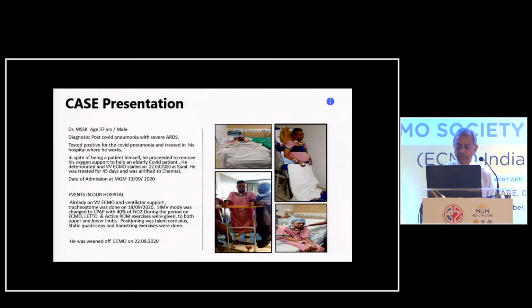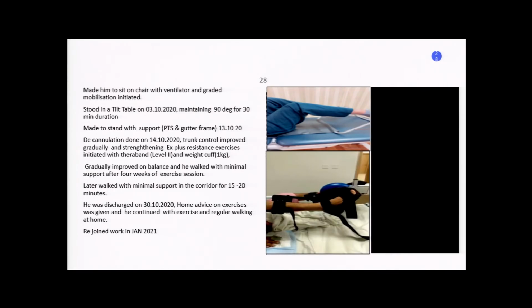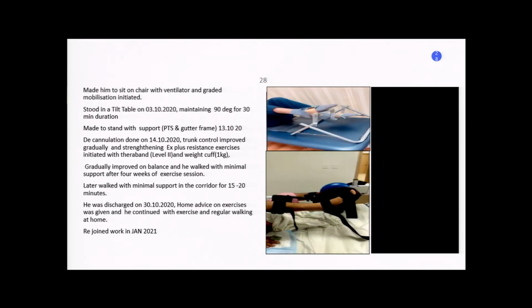He was weaned off ECMO after almost 32 days. Made him to sit on a chair with a ventilator, and graded mobilization was initiated. Stood on a tilt table on the 3rd of October, maintaining 90 degrees for 30 minutes duration.